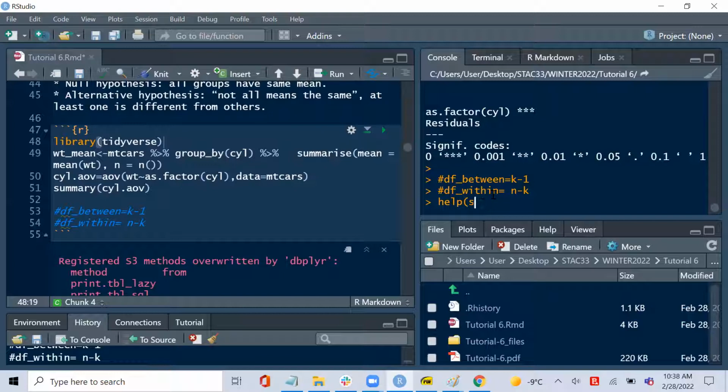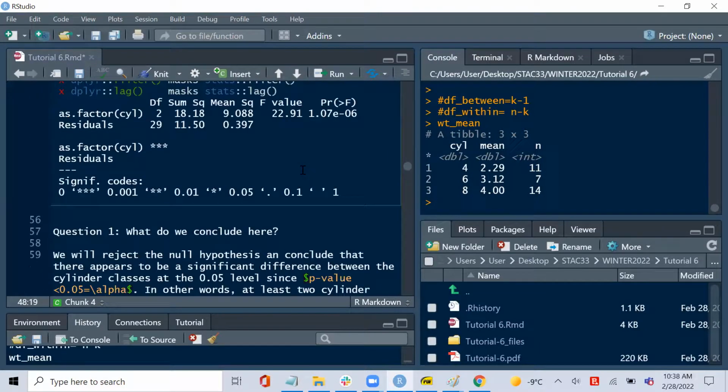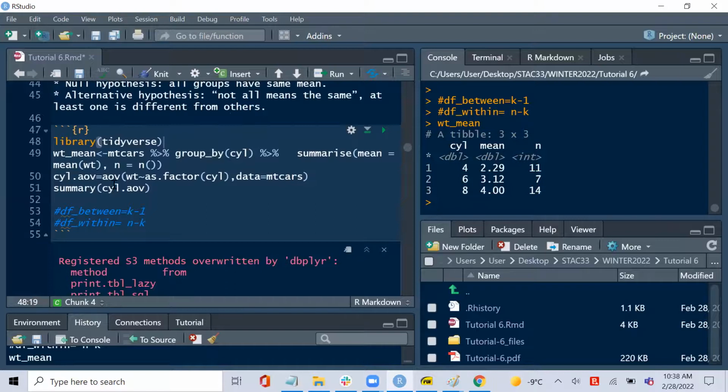Cool. So if I look at the weight mean, you will see that you get the means of each of the different groups and their sample sizes. There are like 11 in group 1, 7 in group 2, 14 in group 3. But anyways, you can see the mean of 4 is 2.29 and the mean of 6 is 2.12. So look at the mean differences you see over here.